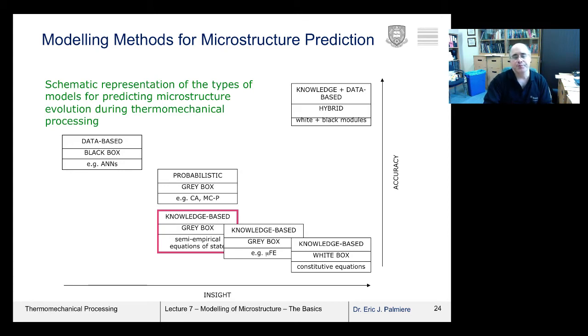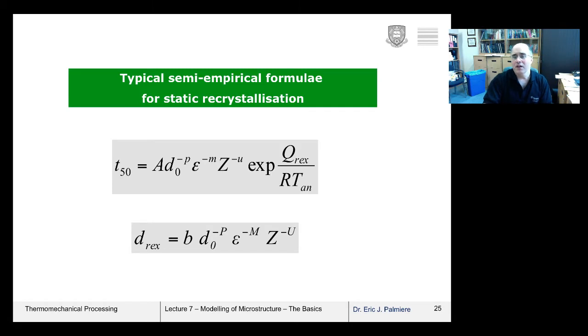The first one that I want to talk about is one that is based upon semi-empirical equations of state. Indeed, all of us at one time or another, in one paper or another, would have come across these. Here are some typical formulations for semi-empirical equations of state for, in this case, static recrystallization. Both of these expressions come after the work of my esteemed colleague Mike Sellers, where he has the time for 50% recrystallization as well as the final recrystallized grain diameter, and how these two parameters are affected by the amount of strain, given by epsilon, the initial grain diameter, d sub 0, as well as the Zener-Hollomon parameter, Z.